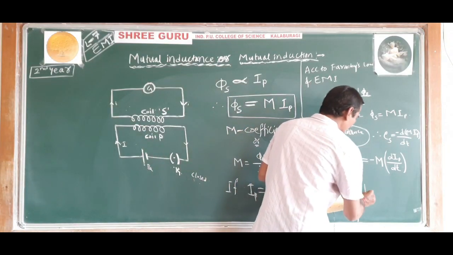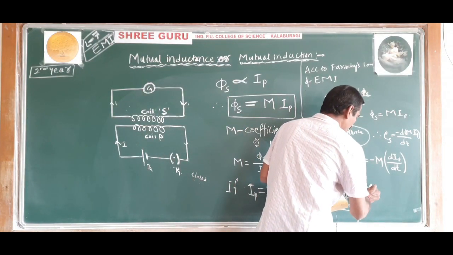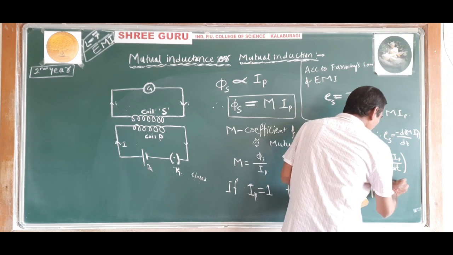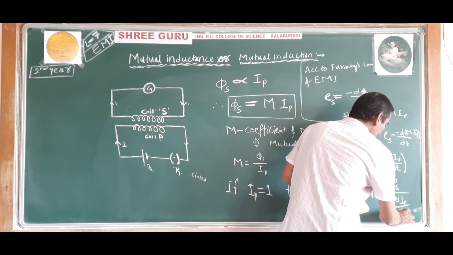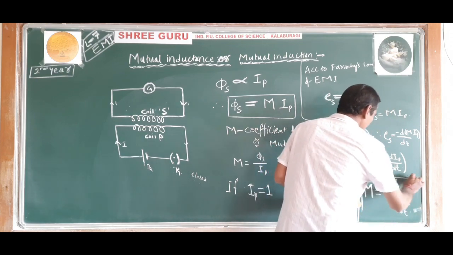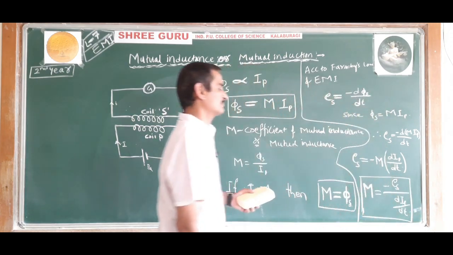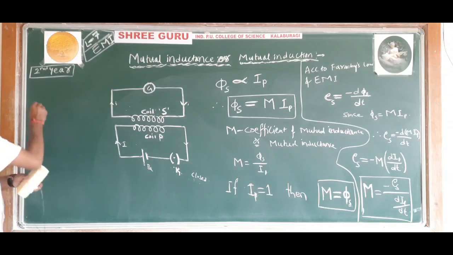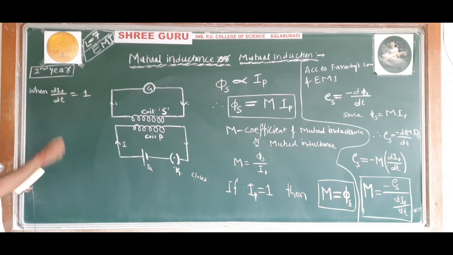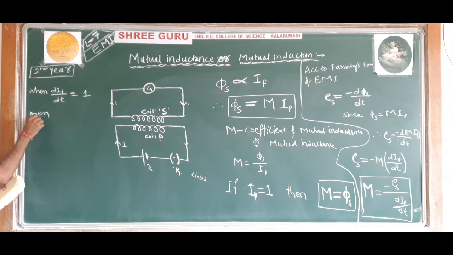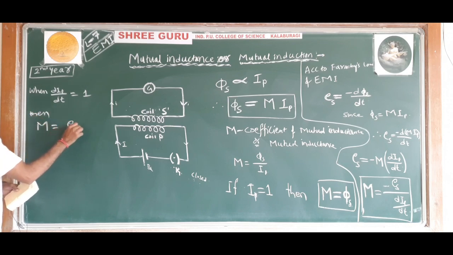So thus you can write M is equal to minus ES divided by dIp by dt. So now when dIp by dt is equal to 1, then M is equal to ES.